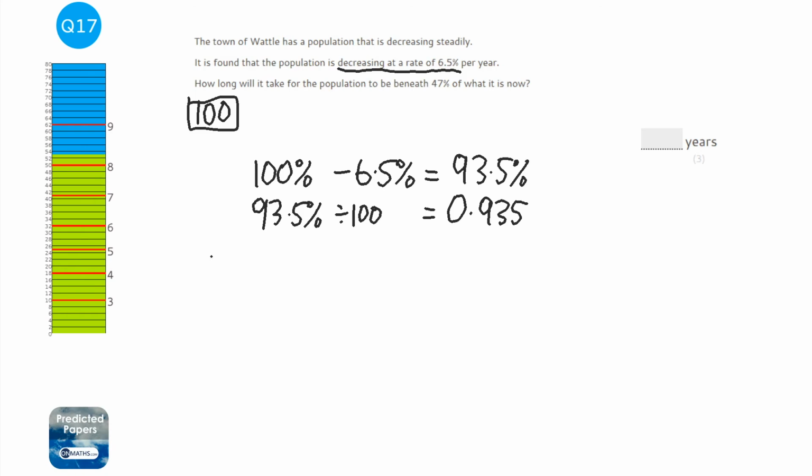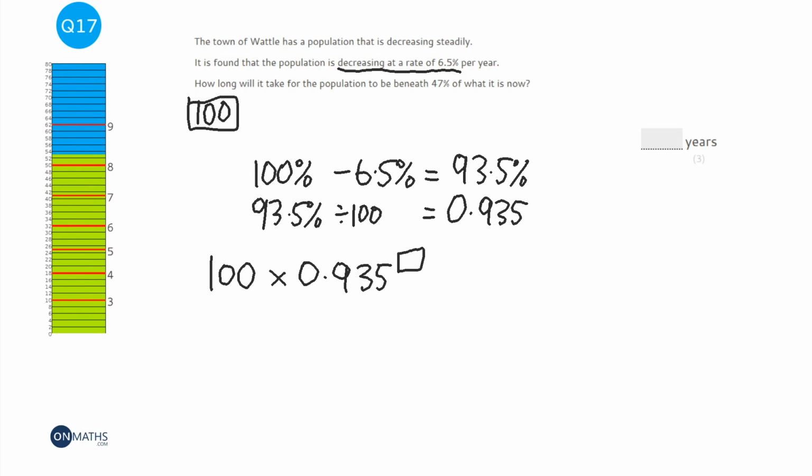Okay, so we've got 100. And what I want to do is figure out how many times I need to multiply it by 0.935. So there's a power here which we don't know yet, to get the answer that is less than 47% of it. Well, the reason I pick 100 as my quantity I've made up is because 100 is nice and easy, because 47% of 100 is 47. So we need it to be less than 47.